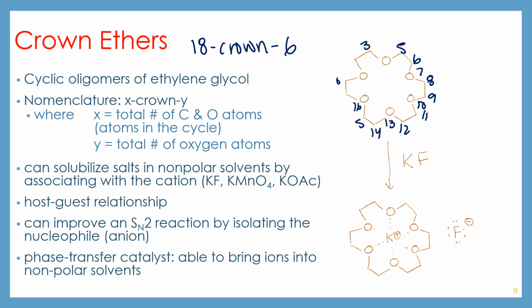Kind of a fun little naming scheme as long as you remember how to do it. So count everything that's in the cyclic structure. The only thing that we're not counting are the hydrogens on here. And then say crown, and then write in the number of oxygens.